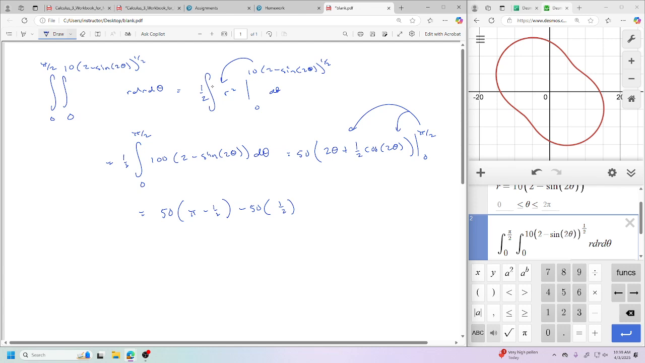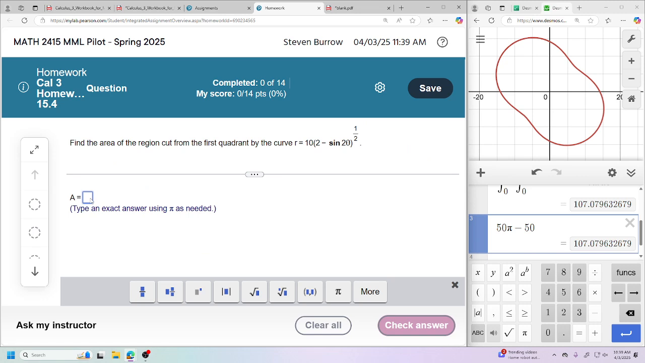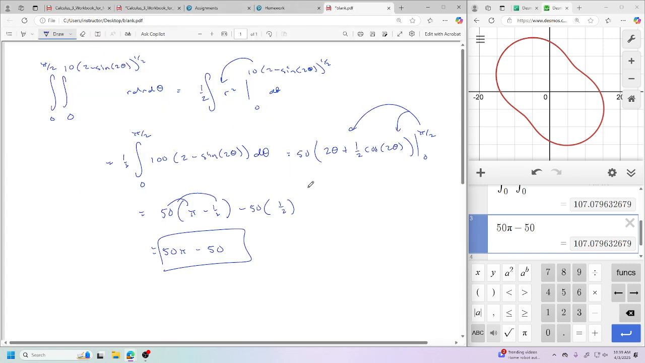I think what's going to happen, when you distribute, these 50s are going to combine. And so I get a 50 pi, because it'll be 50 divided by 2 and another 50 divided by 2, like 25 and 25 make a 50. So that's my guess. Now, what I'm going to do real quick is just check. Oh, look at that. Good. That's a good sign. Here we go. Cool.